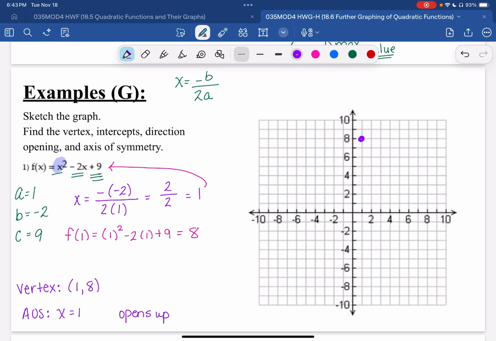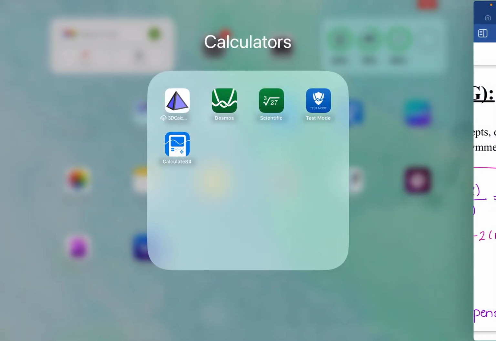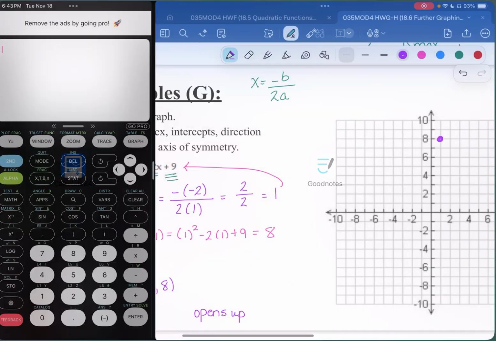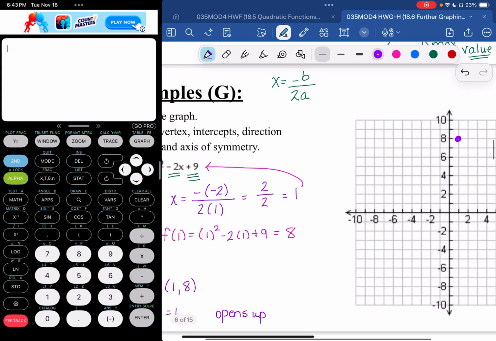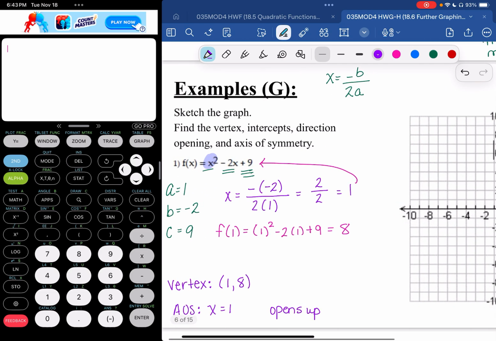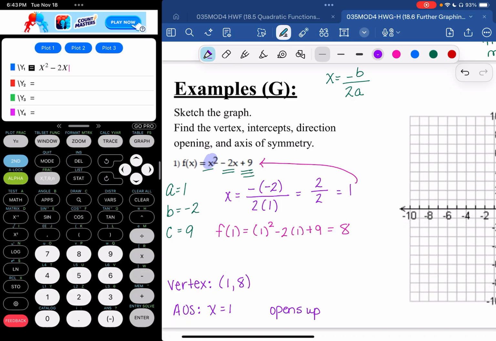I know it opens up. I just need to get some more points. So again, you could do that by hand. We can also use our calculator. So we would graph this the same way we did before. We would go to y equals x squared minus 2x plus 9.